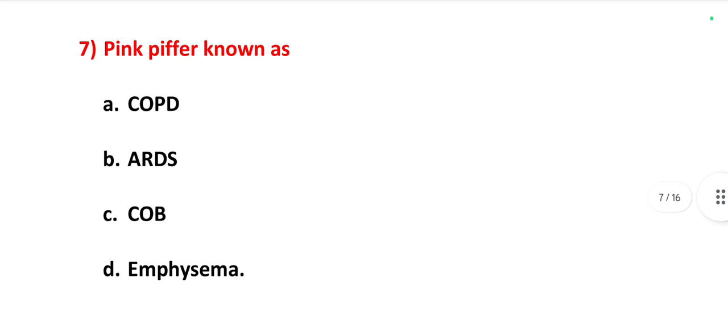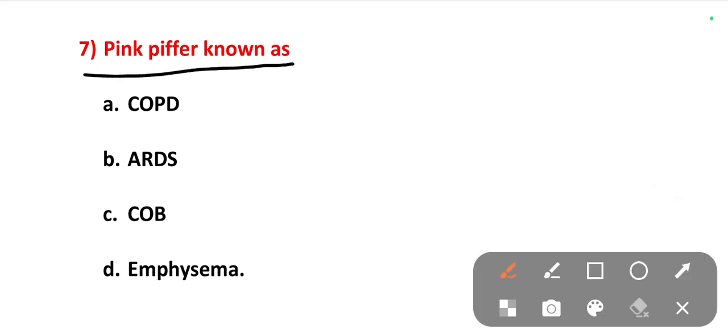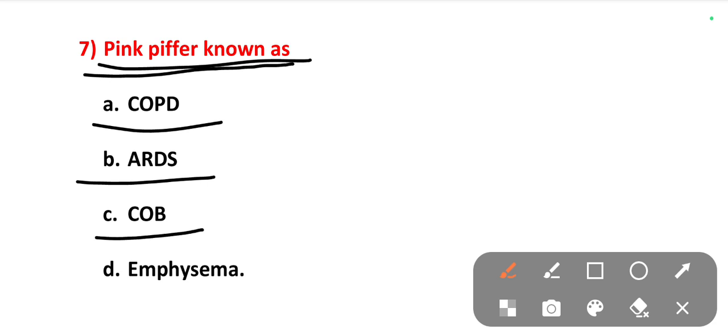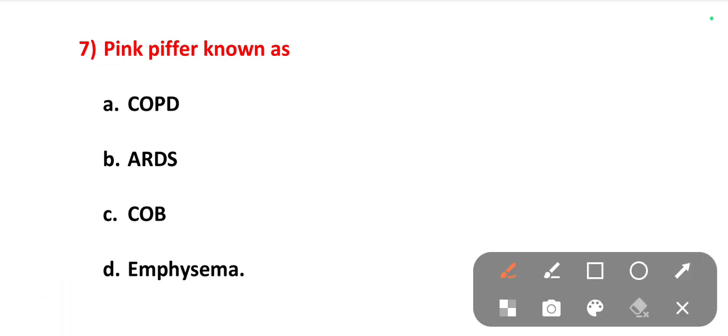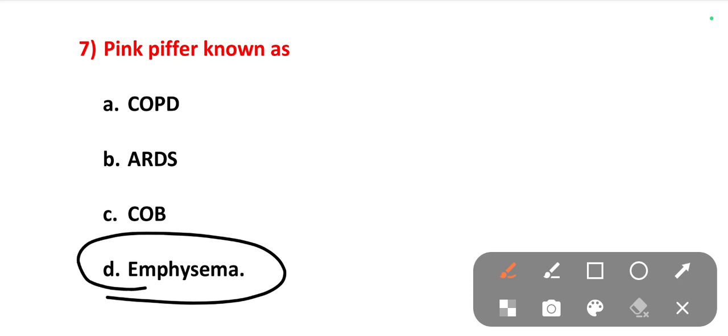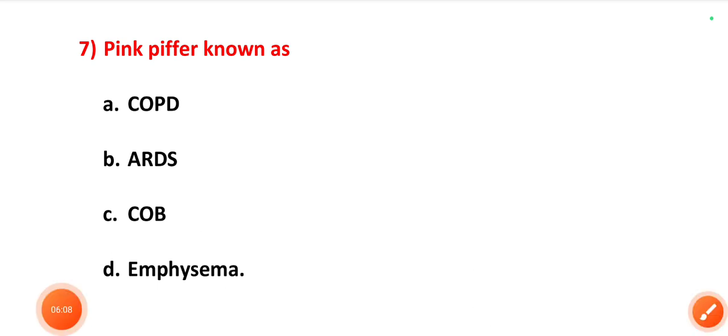The next one is pink puffers known as. So what is pink puffer? Options are COPD, that is nothing but chronic obstructive pulmonary disease. Option B, ARDS, acute respiratory distress syndrome. Option C, COB, continuous obstruction breathing, and emphysema. The right one is emphysema. So pink puffer can be seen in the case of emphysema. So this is the right answer. Option D is the right answer.